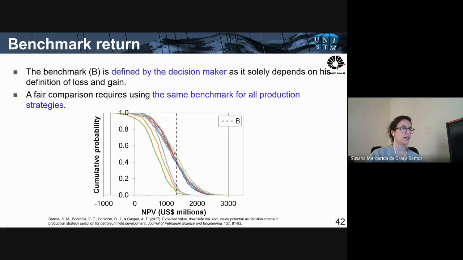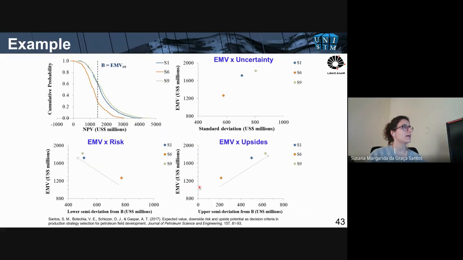Well, this set here, although the dispersion is much wider, these curves are not so dispersed, they're much more short, but half of my curves are above my benchmark. So these are much better solutions. And this is the example of how we can understand with these indicators. So these are cross plots of EMV, standard deviation, lower semi-deviation, and upper semi-deviation. And I wanted to compare these three examples.